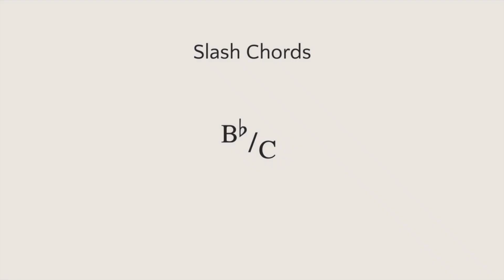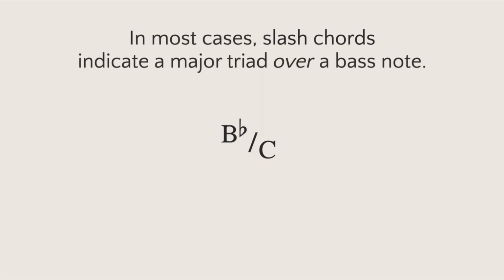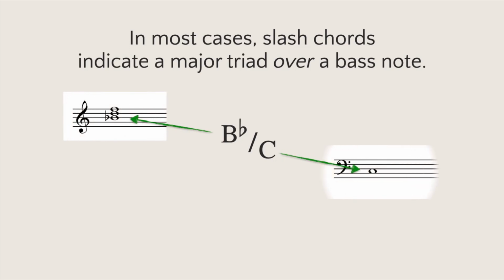Slash chords are named after the forward slash symbol found here. The top of the equation generally gives you the harmonic content. The bottom of the equation is the root note. When we talk about slash chords in jazz, 99% of the time a slash chord indicates a major triad over a root note. So in this case, B flat over C, a B flat major triad with a C natural as a root note.